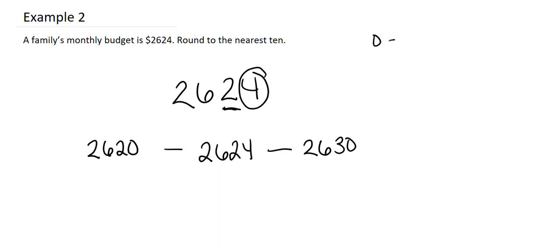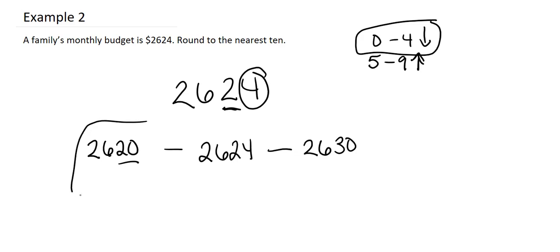Well, we know if it's between 0 to 4, we're going to round down. So that would be to the 20. If it's between 5 to 9, we round up. So the 0 just indicates going up. So that would be the 30. And so we see that it's a 4. So we're going to round down to the nearest 10, which is 2,620. So that would be our answer right here.